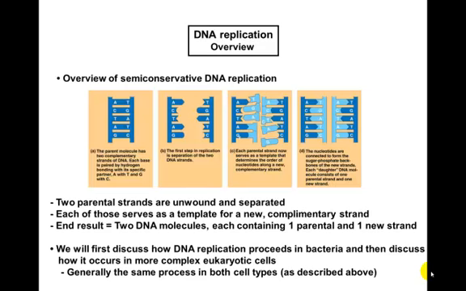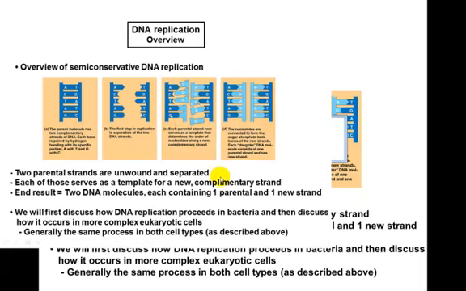We're going to cover today replication in a lot more detail. What is happening during replication? First thing that happens, DNA has to separate. You have to get 2 strands of the parental DNA, and then you are going to use each one of these strands to make the new DNA.